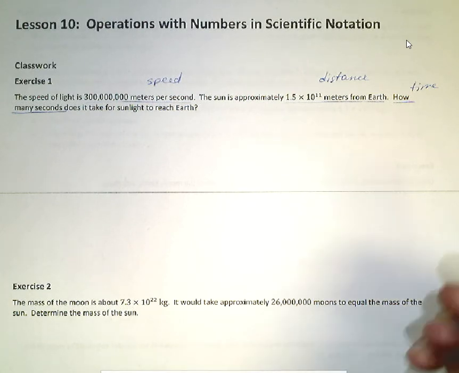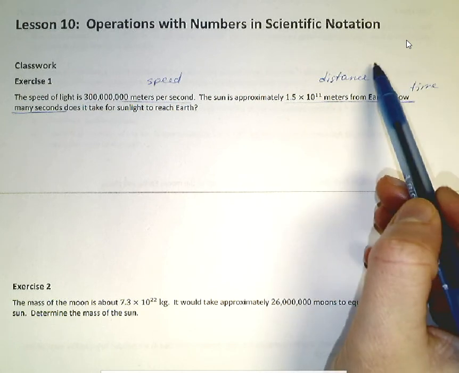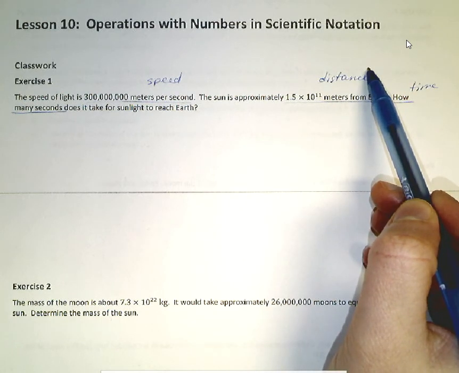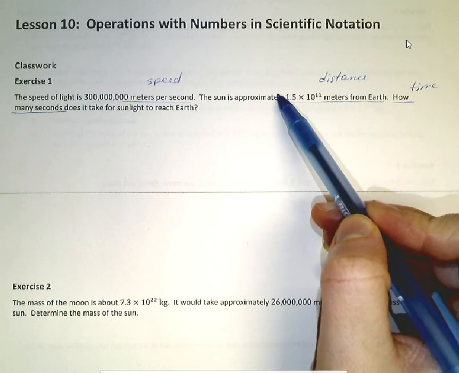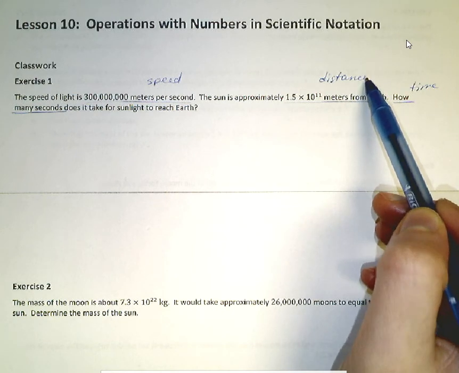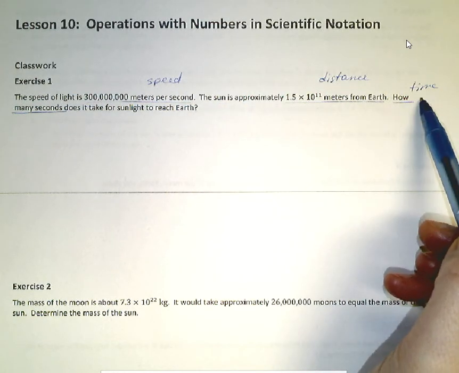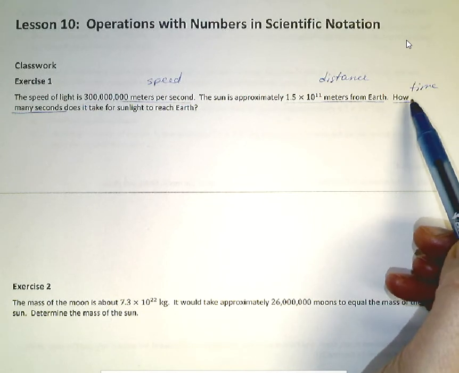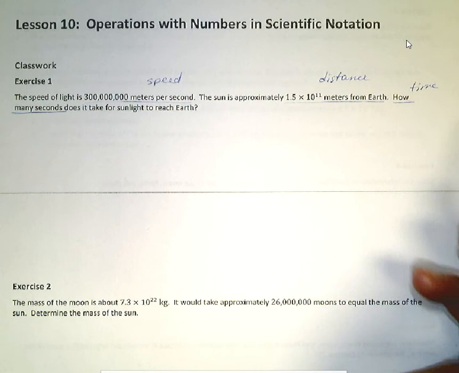I know that it takes time to get to the distance, and we are traveling with a certain speed. So if I divide distance by the speed, I should be able to get to the time. So that's what we are going to do. We are dividing distance by the speed, and we will be able to find our answer.